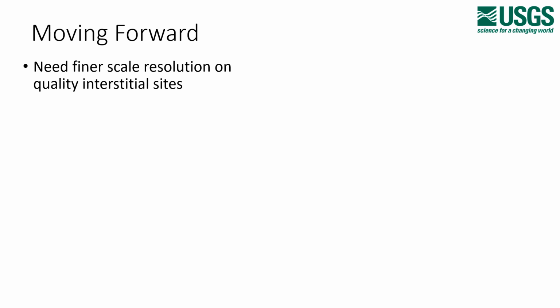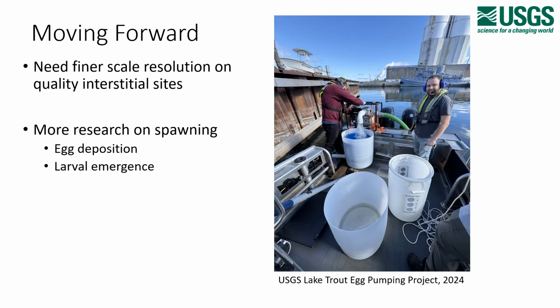And then really quickly, just for moving forward, this project was kind of just a course overview of the Lake Ontario shoreline, and it's important in the future to get a more fine scale resolution of these areas that had quality interstitial spaces. The areas in the lake that did have high quality interstitial spaces, it's important to conduct more research on spawning itself, both looking at egg deposition and larval emergence.